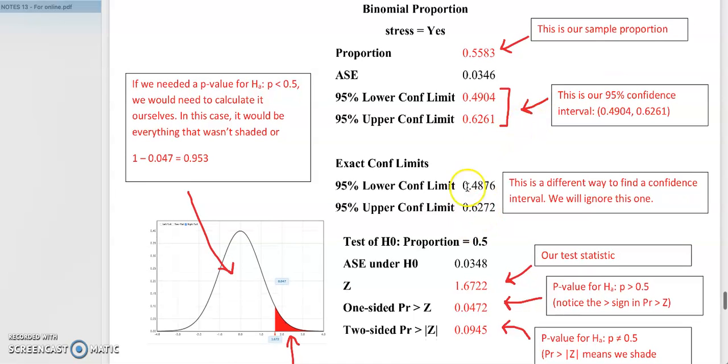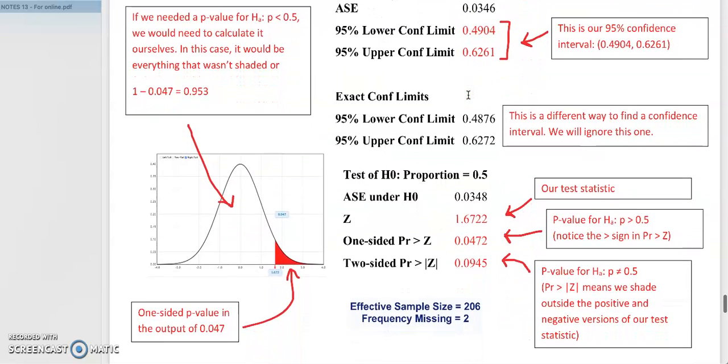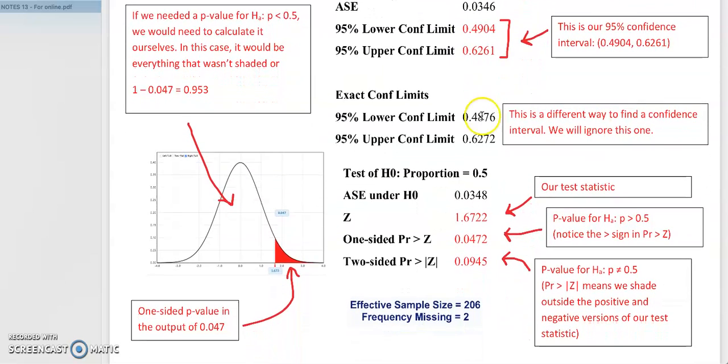You might have also noticed that this looks pretty similar. Your numbers are a little different. We're going to ignore this section for now. It's just a different way of finding a confidence interval. So it's not the method that we used, so we'll use these numbers when I ask you for a confidence interval. And then we can look down to see about our hypothesis test as well.